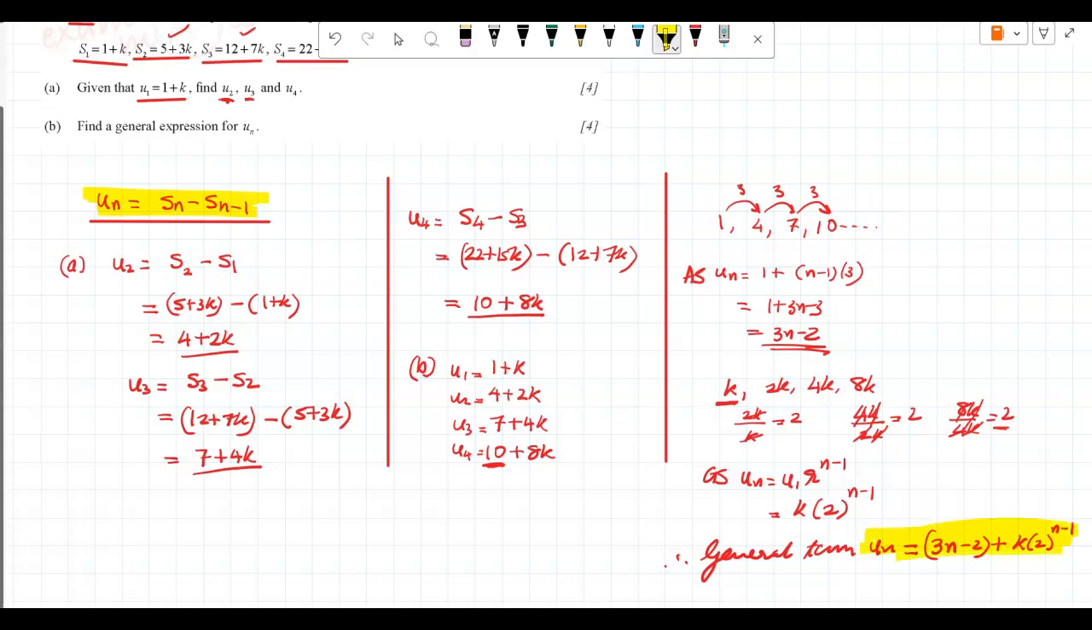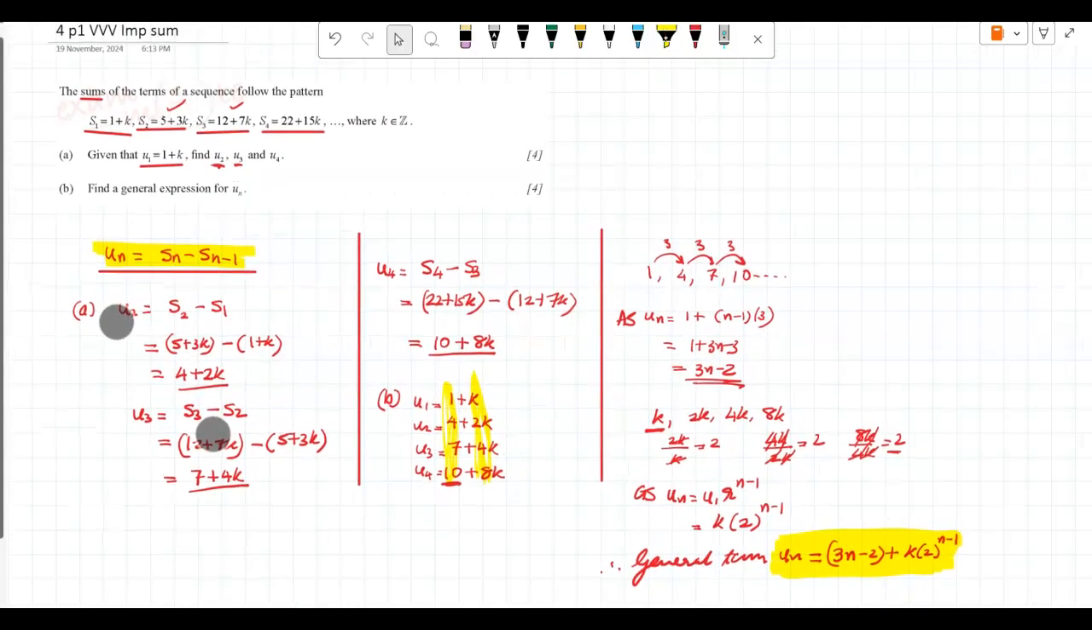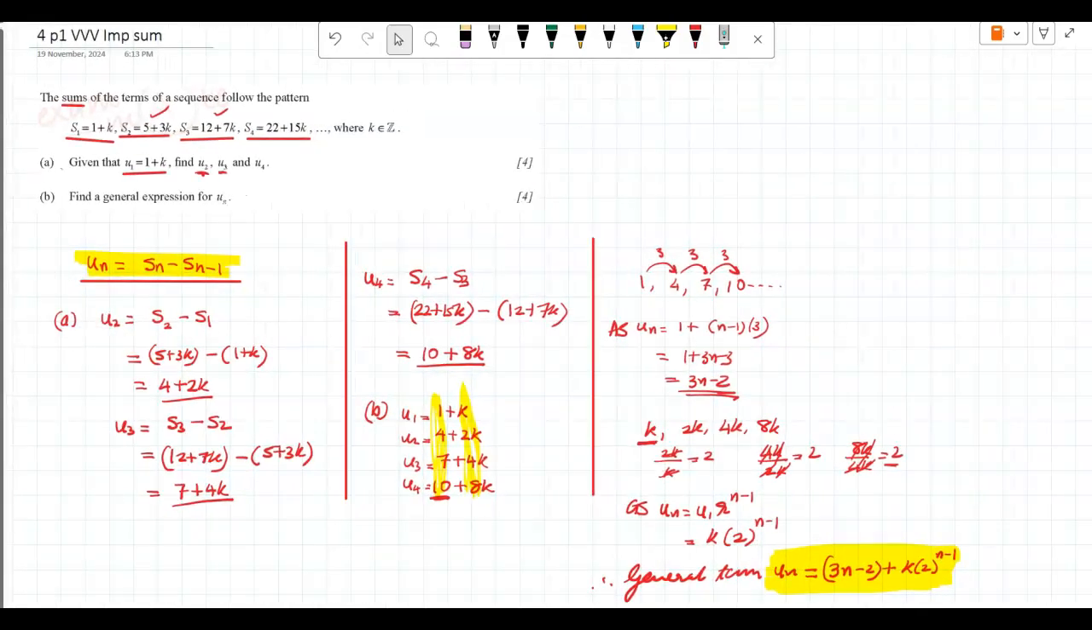So what you need to realize is that the first part forms an arithmetic sequence, the second part forms a geometric sequence, and my general term is the sum of the arithmetic general term and the geometric general term. Very, very important sum. So Sns are given and you're getting Un.